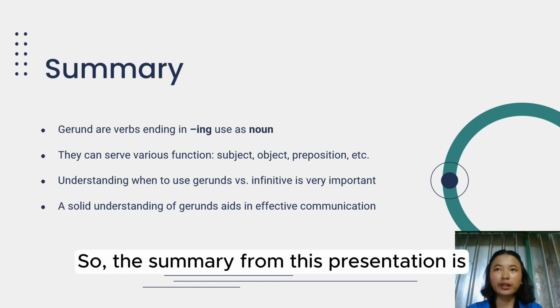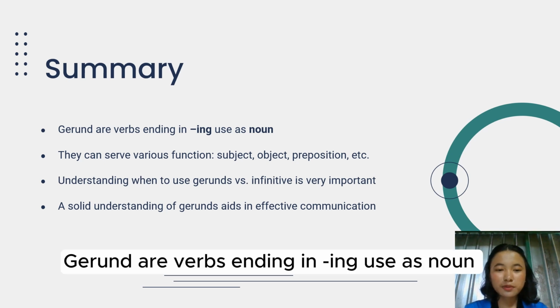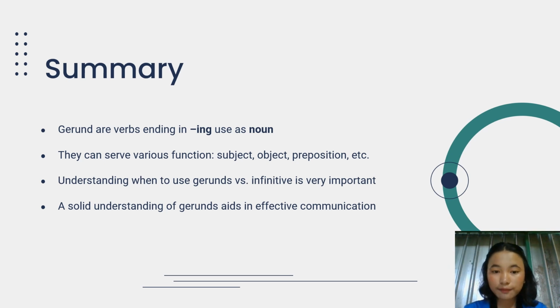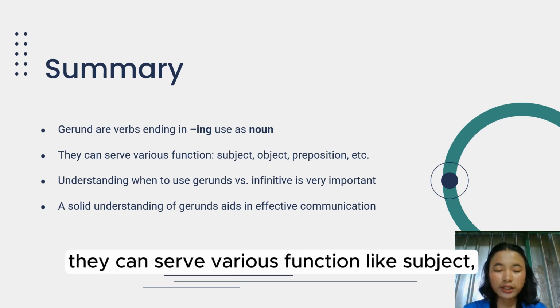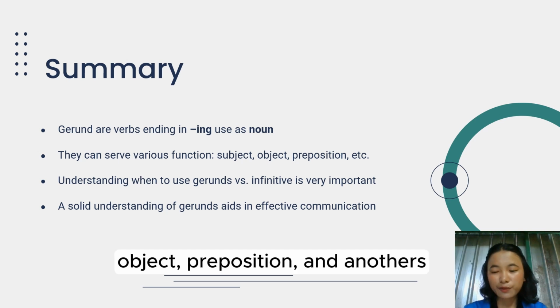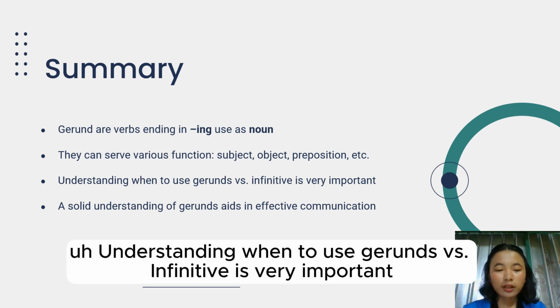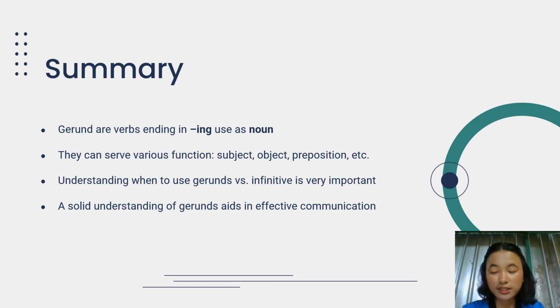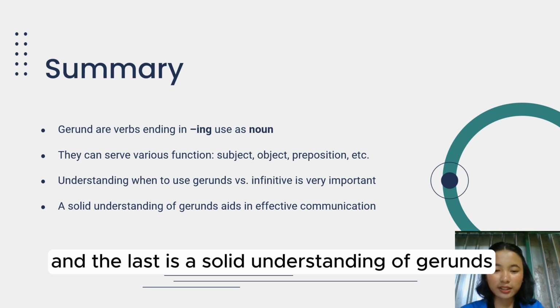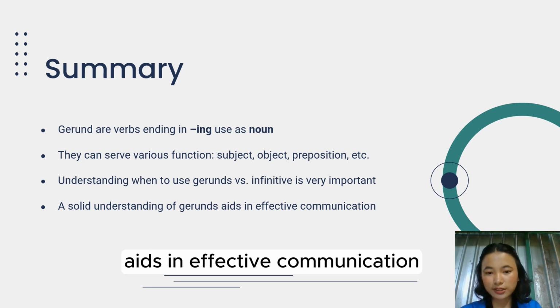So the summary of this presentation is: gerunds are verbs ending in ing used as nouns. They can serve various functions like subject, object, object of a preposition, and others. Understanding when to use a gerund or an infinitive is very important. And the last is that a solid understanding of gerunds aids in effective communication.